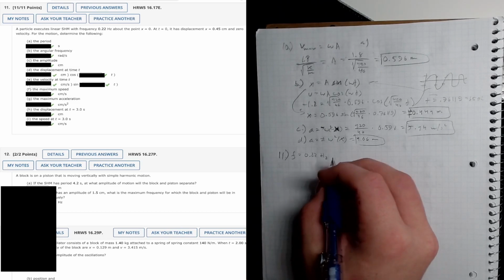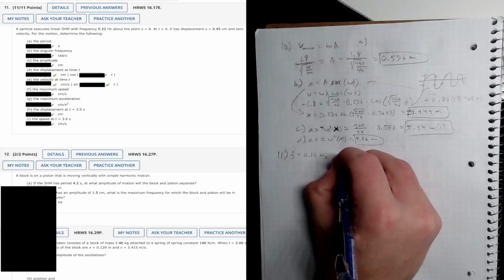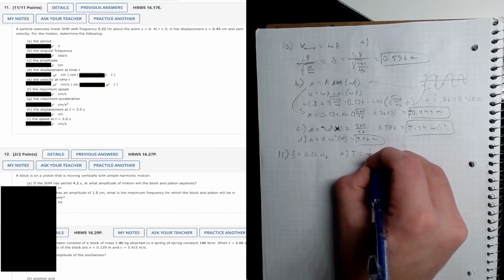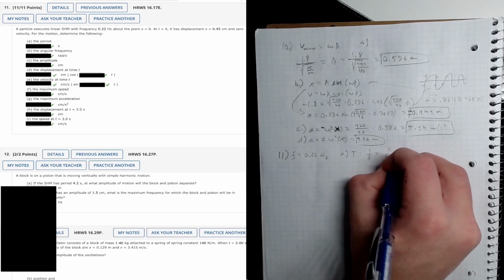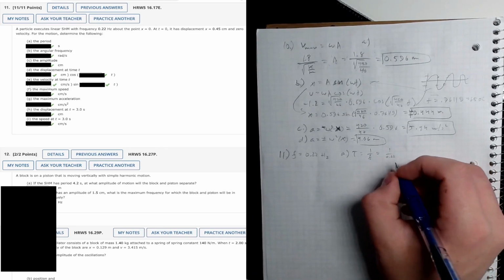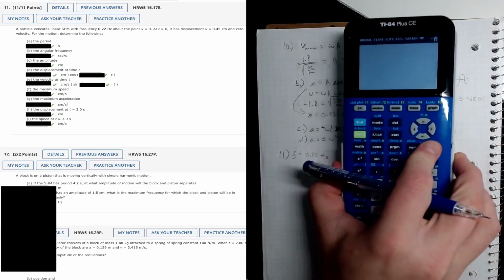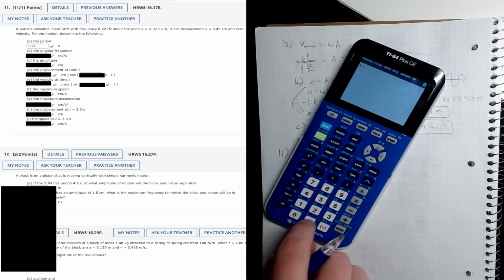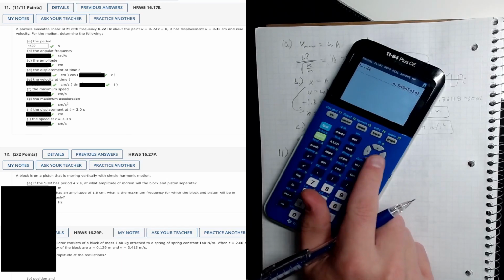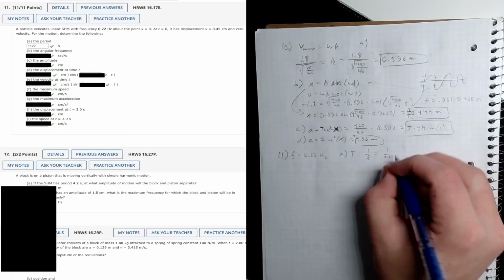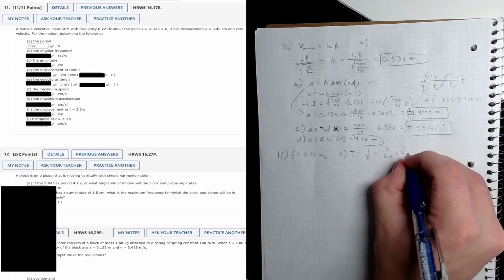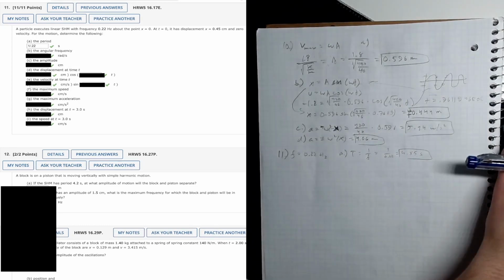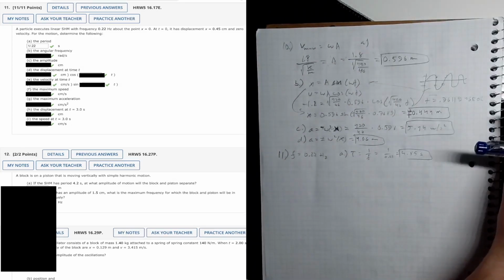The period. Start off with A: T equals 1 over f, which equals 1 over 0.22, or just 1 divided by 0.22, which is going to be 4.55 seconds. Now, angular frequency.